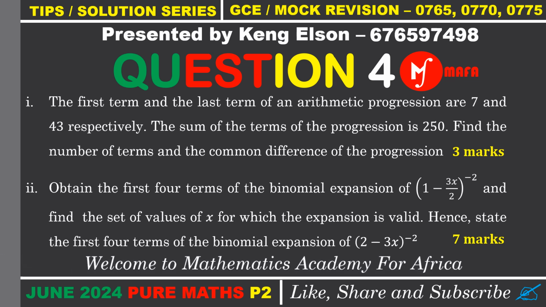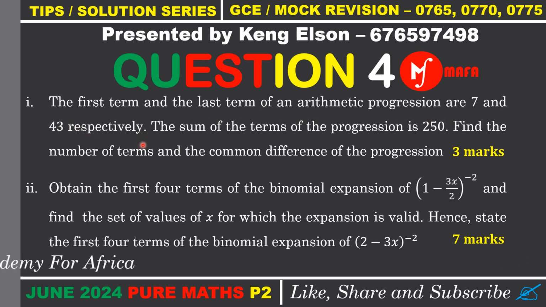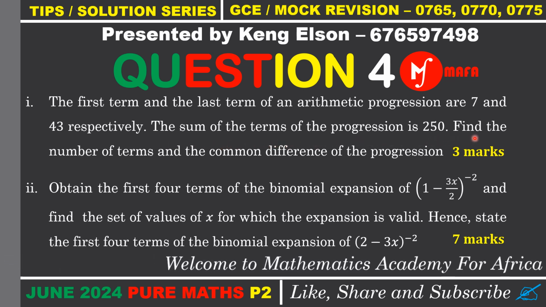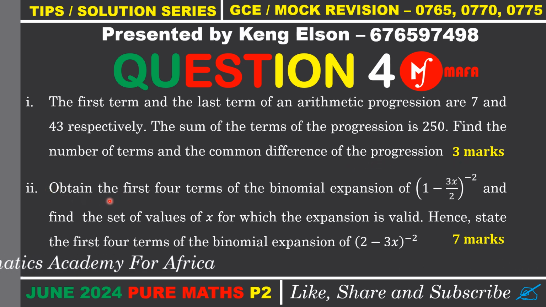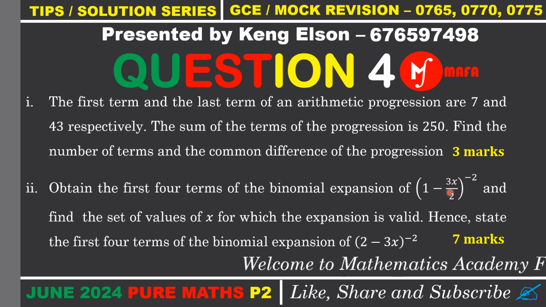So the first part reads: the first term and the last term of an arithmetic progression are 7 and 43 respectively. The sum of the terms of the progression is 250. Find the number of terms and the common difference of the progression. 3 marks.